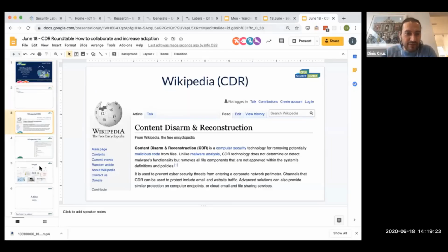This is the current definition of CDR, right? It's a computer technology for removing potential malicious code from files. Unlike malware analysis, CDR technology is not determined to detect malware functionality, removes all components that are not approved within the system definition policies. Any comments on this one? You agree, disagree? It's a good definition.